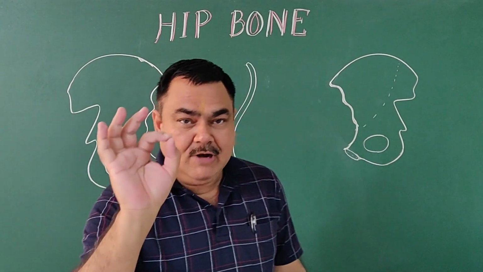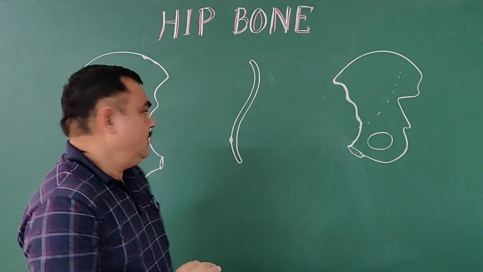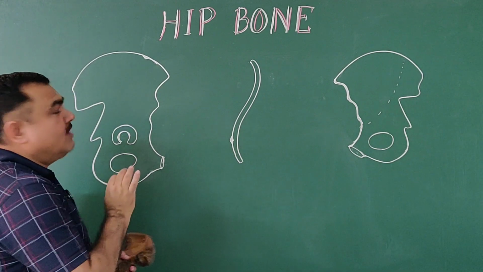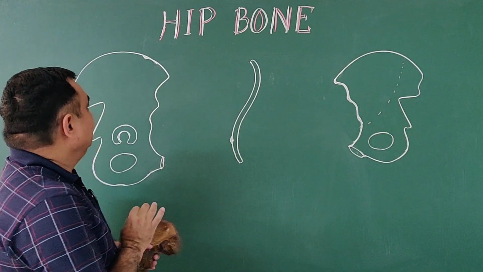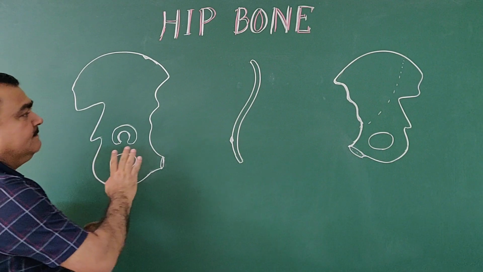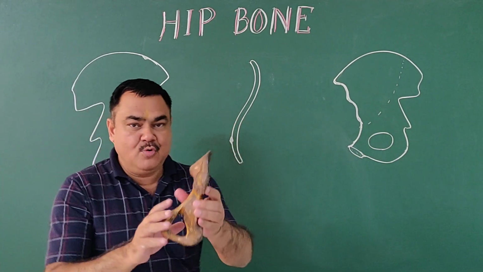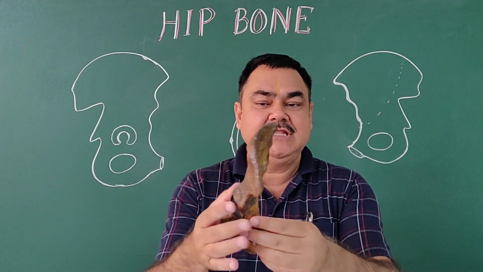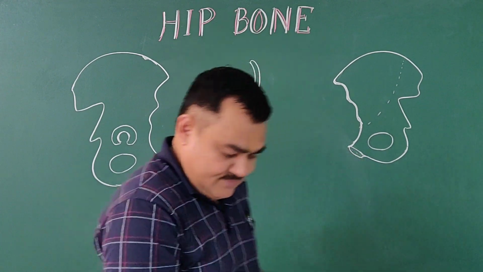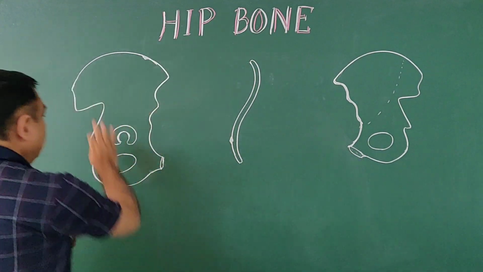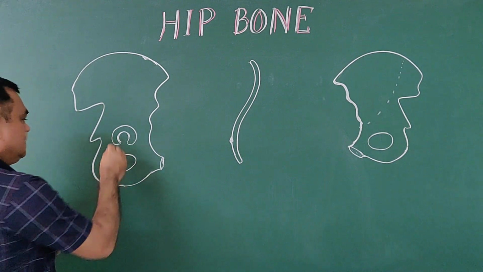Yes, now we'll discuss the hip bone. In part 1, you have seen the features of the ilium. This is the hip bone, and you have seen the features of the ilium. This hip bone is made up of 3 bones.